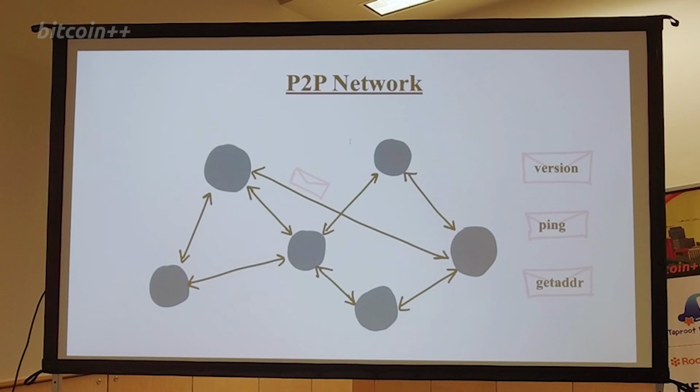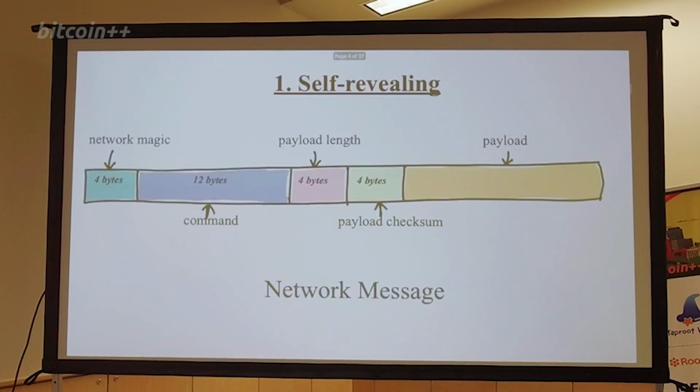There are all kinds of P2P network messages you can send to each other, like version, that's the first P2P message you send if you want to connect to a node. Ping, if you want to ask the node, are you still connected? You send the ping message. Getaddr, you send that message to the other node if you want to get a list of all the IP addresses of possible peers you could connect to. So this is how information flows within the P2P network.